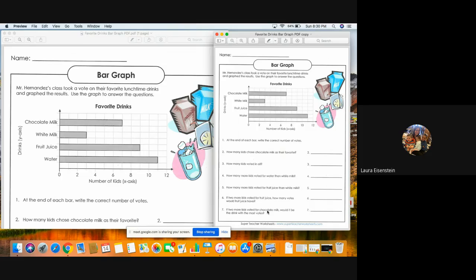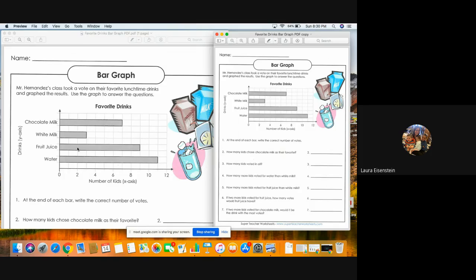Next question. If 2 more kids voted for fruit juice, how many votes would fruit juice have? So it's saying if fruit juice had 2 more votes, what would that number be? Then how many would they have? So you just have to figure out how many votes fruit juice has. So step 1, figure out how many votes fruit juice has. And then step 2, add 2 to that number. And then you would know how many you would have with 2 more votes.